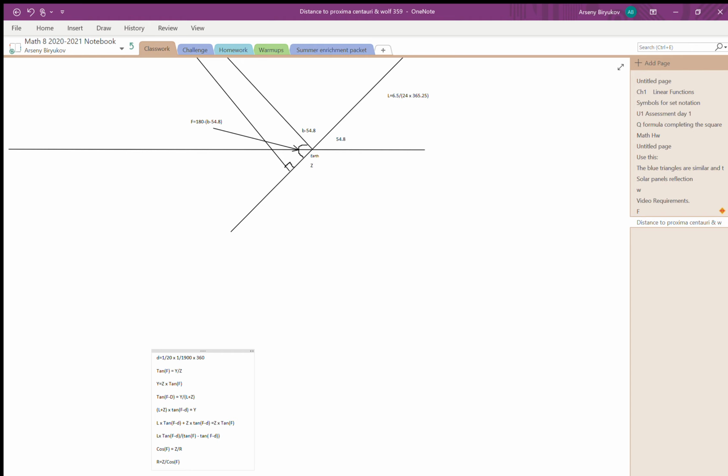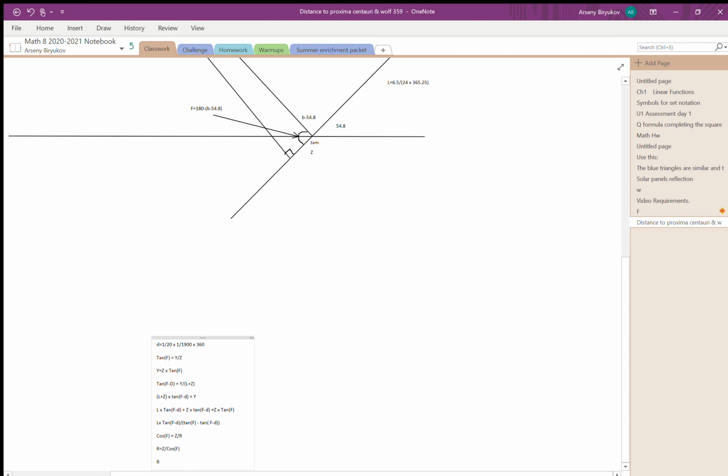Since we know what Z is equal to, we can make our final equation of R equals L times tangent of (F minus D) divided by (cosine of F times (tangent of F minus tangent of (F minus D))). We can use this equation to solve for the distance to both Proxima Centauri and Wolf 359.